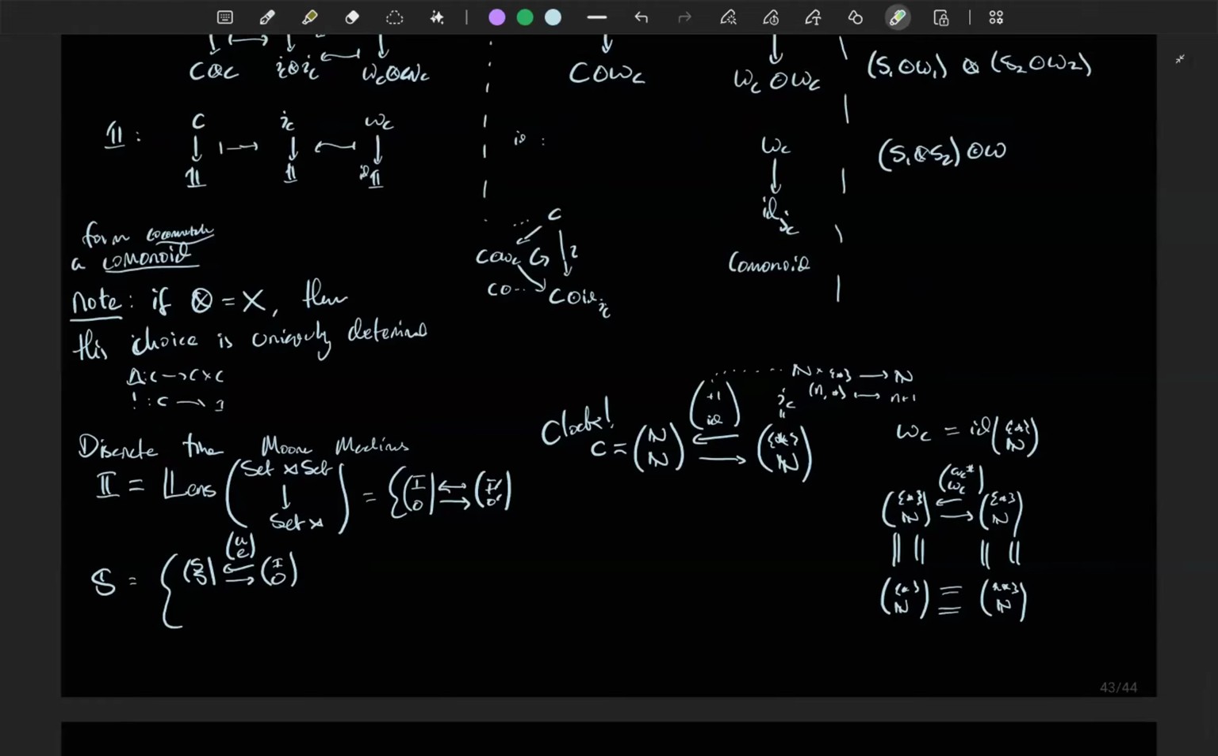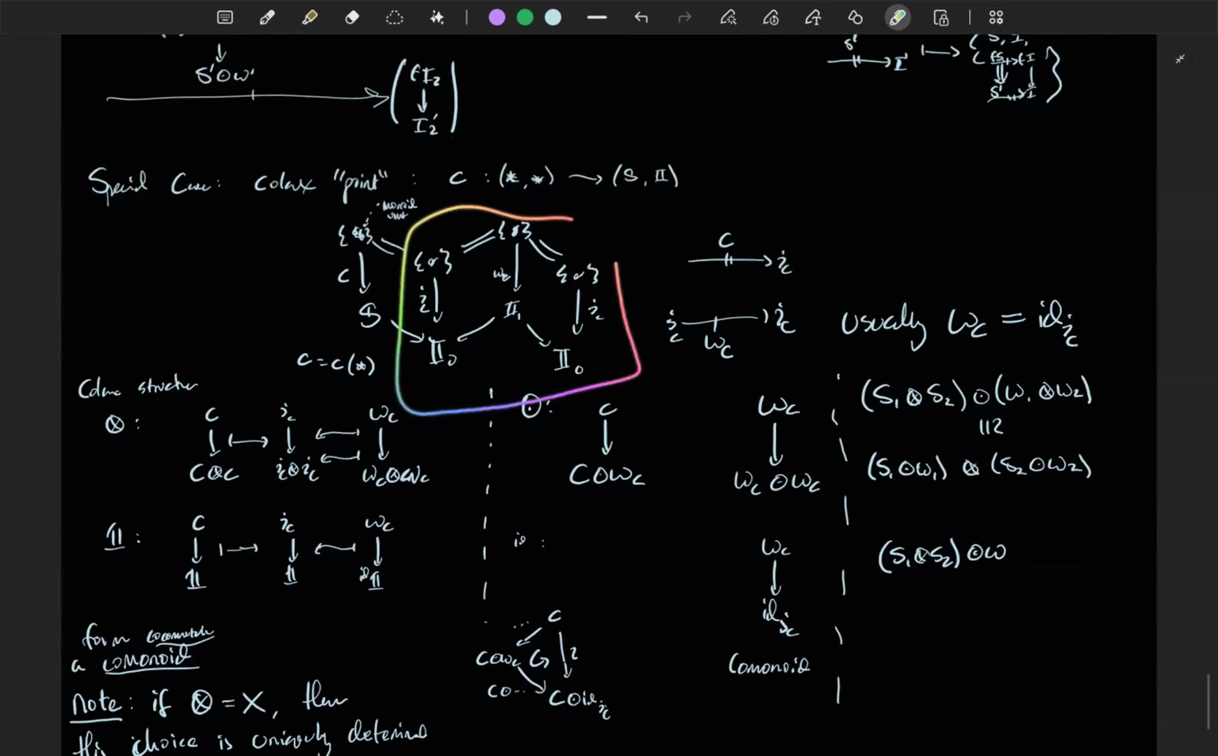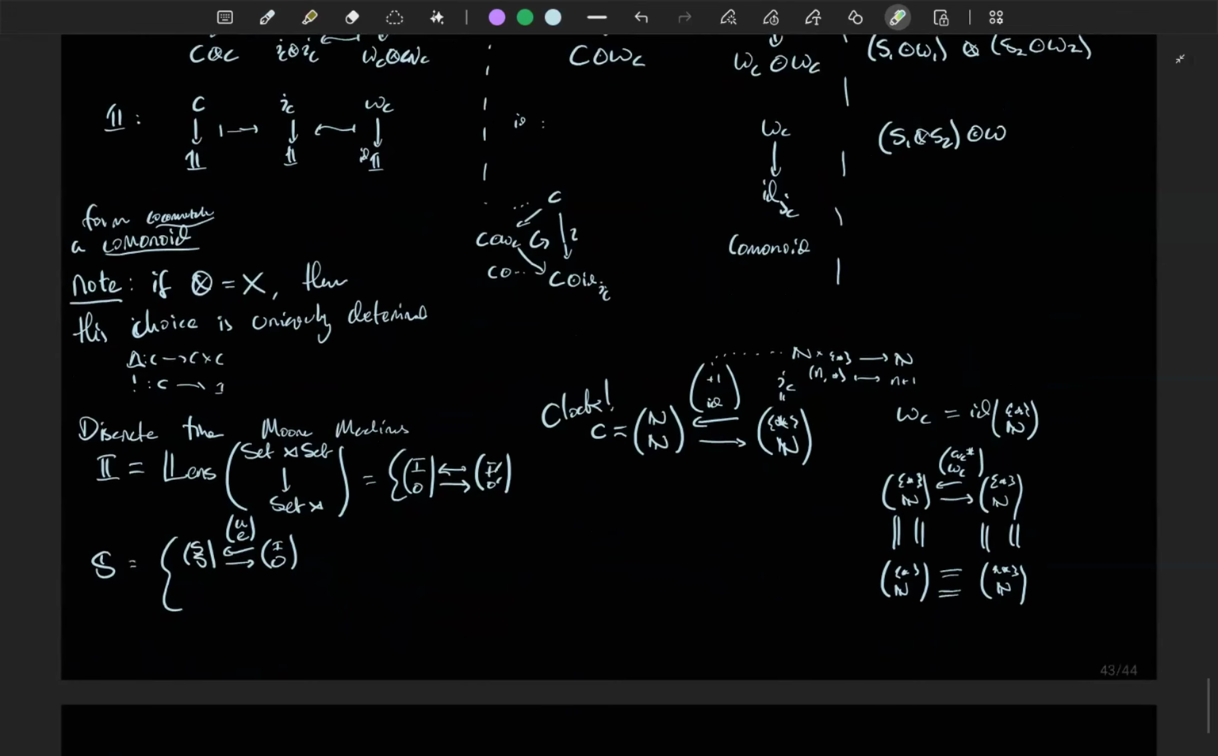Why do we know it needs to be globular? Because both of these are globular. They're part of what it means to be a colax double functor. This part of the structure is a colax double functor. And so the colaxity of the colax double functor is always globular. And so what you see here is that the bottom square says that WC equals id, and the top square says that WC sharp equals id.